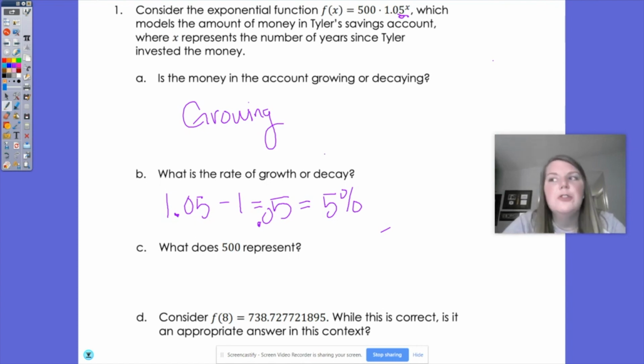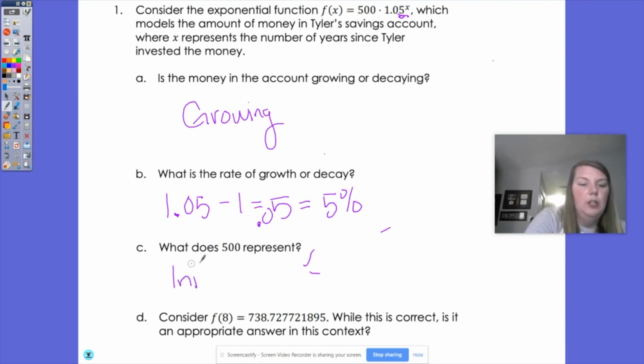What does the 500 represent? That would be our y value. That's also going to be called our initial value. In this case, it's going to be the initial amount Tyler has in the account. So initial money in account.